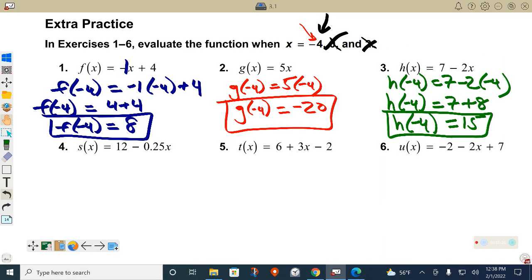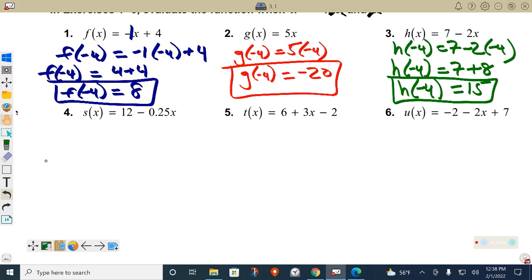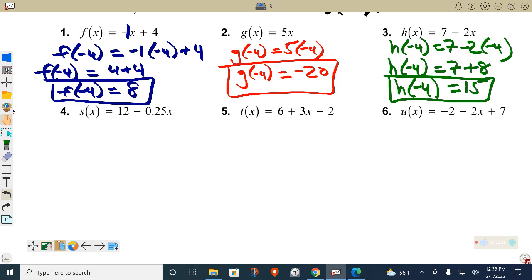Again, on the directions, they're asking to do 3 values. I'm only doing negative 4 for all the functions, just seeing what the output is. Just what is the value of the function when x is negative 4?